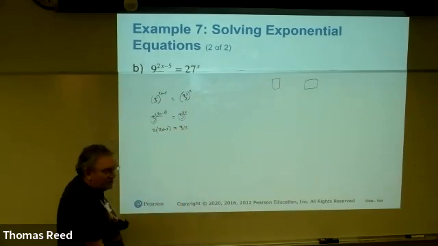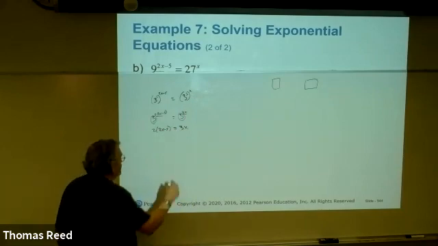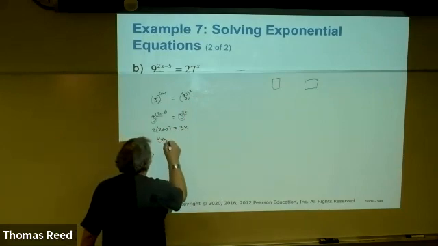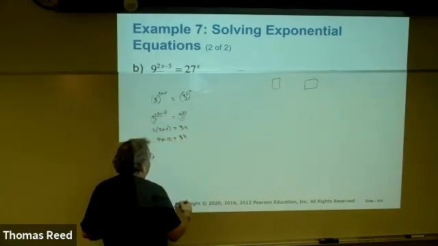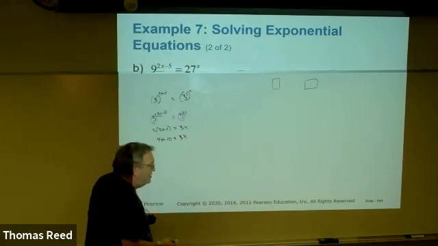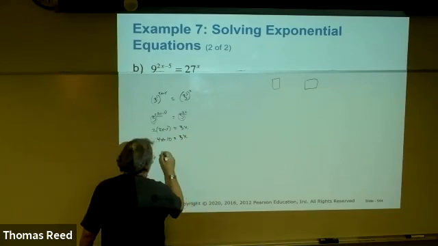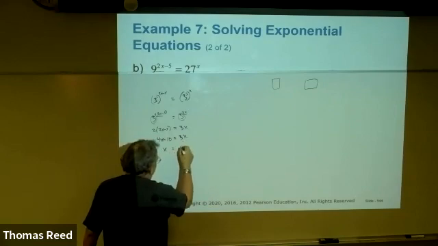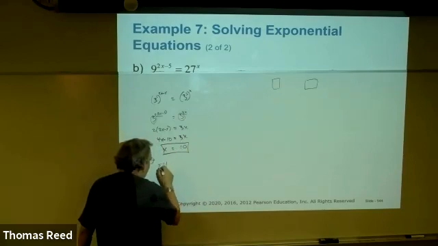And then I just solve for x. I use the distributive property to get rid of the parentheses. So I have 4x minus 10 equals 3x. I subtract 3x from both sides and I add 10 to both sides. So 4x minus 3x is x, and I add 10 and I add 10. So x equals 10. And that's my solution set.